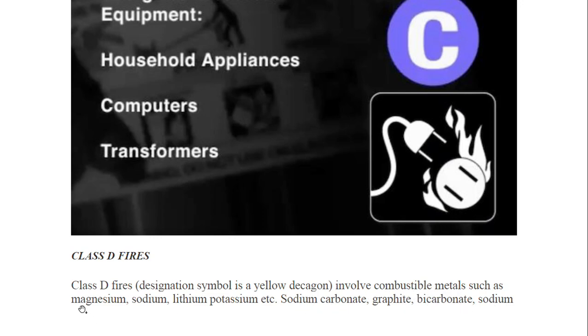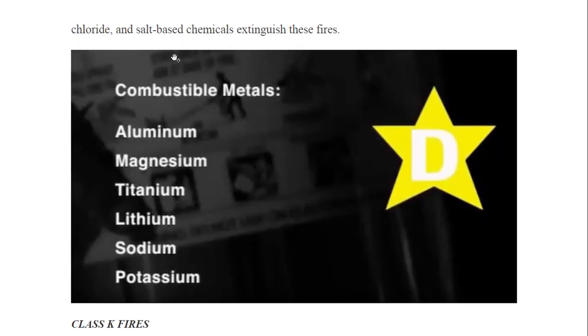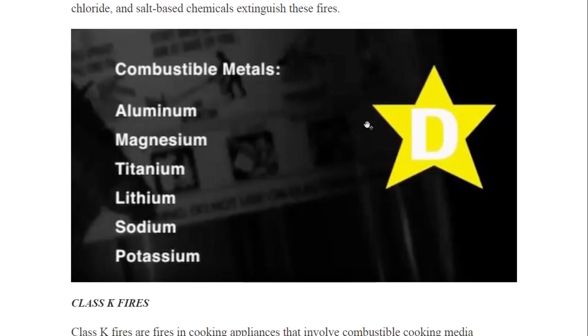So here it is metal: magnesium, sodium, lithium, potassium, etc. Sodium carbonate, graphite, bicarbonate, sodium chloride and salt-based chemical extinguishers are used on these fires. So these are the combustible materials: aluminum, magnesium, titanium, lithium, sodium, potassium. This is the symbol, yellow in color, a decagon.